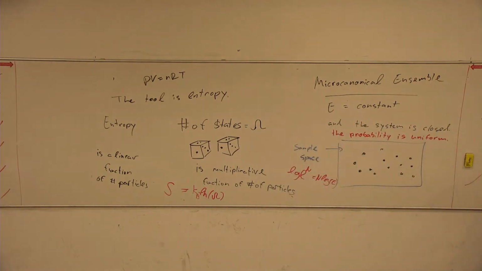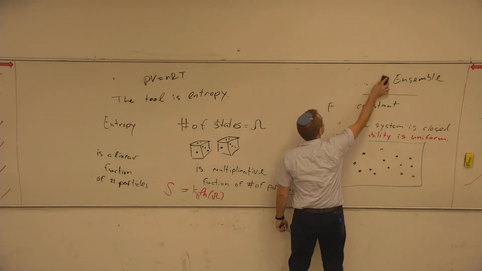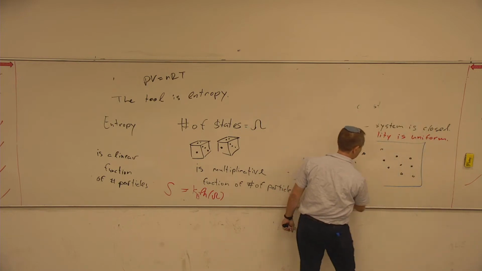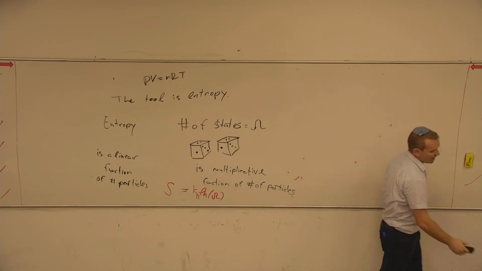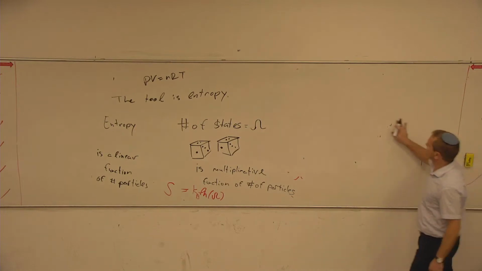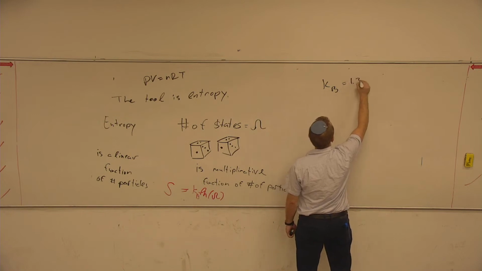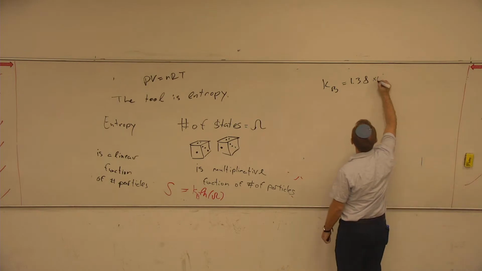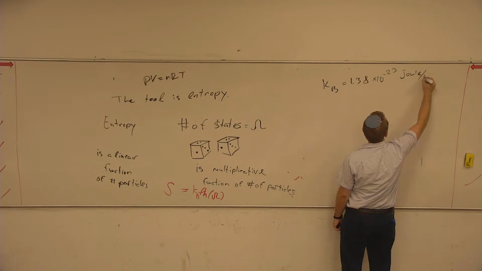Okay, what is k Boltzmann? The Boltzmann constant. Okay, and what are the units? Joule divided by Kelvin. Okay, so k Boltzmann is 1.38 multiplied by 10 to the minus 23 joule per Kelvin.